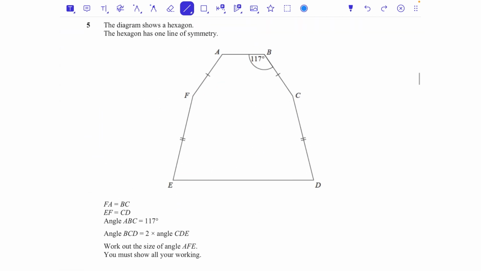Question number 5. The diagram shows a hexagon. The hexagon has one line of symmetry. So we can see that there is a line of symmetry like that, which means it's symmetrical, means that both sides are the same. So I know that that angle is 117, for example. These two sides are the same, and these two sides are the same.